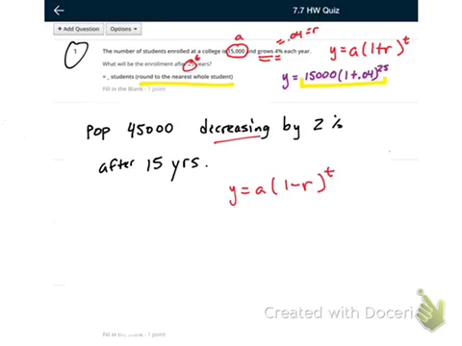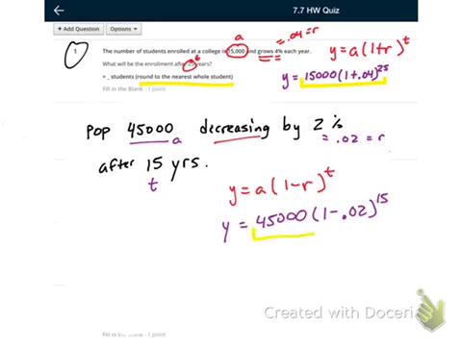So in this case, your rate is going to be 0.02. Your A value in this case is just 45,000, and then your time is just 15. So if we know that 45,000 is A, it's decreasing, rate is 0.02, and time is 15, we're going to plug all this in. So we've got 45,000 times 1 minus 0.02 raised to the 15th power. And like before, if you plug this in with the parentheses and everything else into Desmos or a graphing calculator, it will give you your answer.